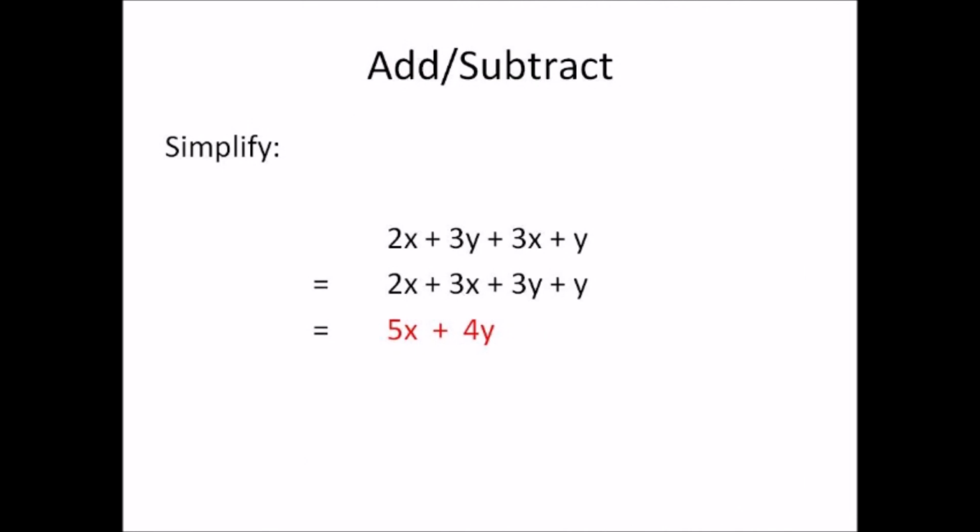Moving right along. 2x plus 3y plus 3x plus y, add your x's. 2x plus 3x is 5x. 3y plus y is 4y. You have to put the sign: 5x plus 4y. That's the expression you would end up with.